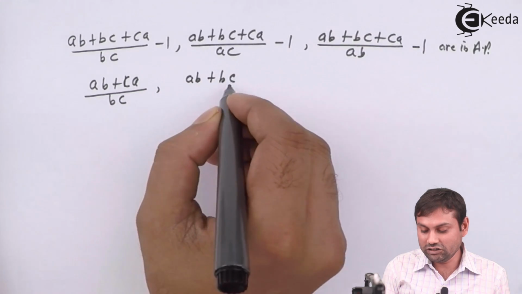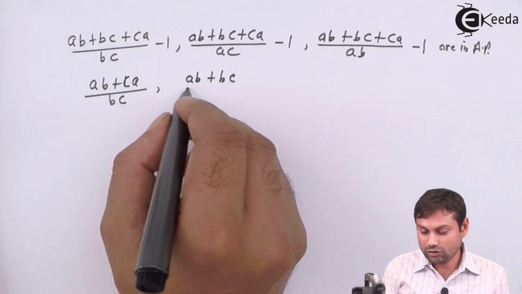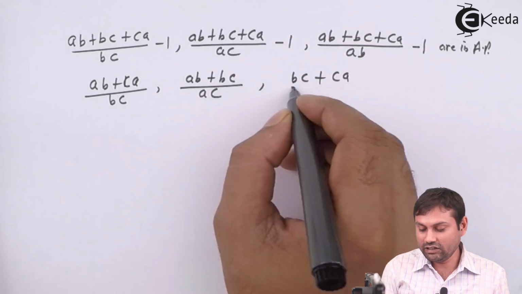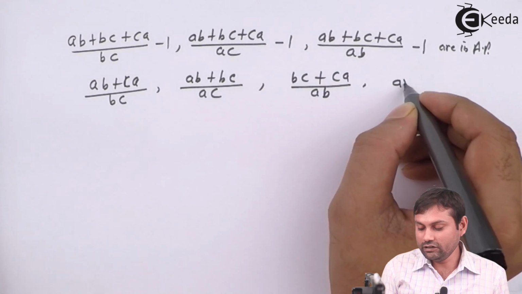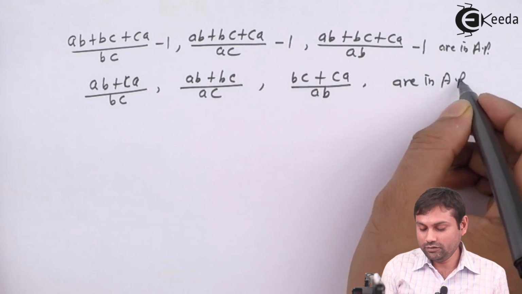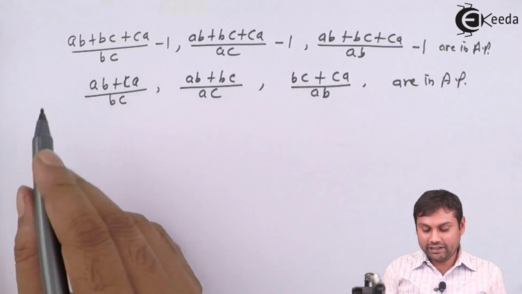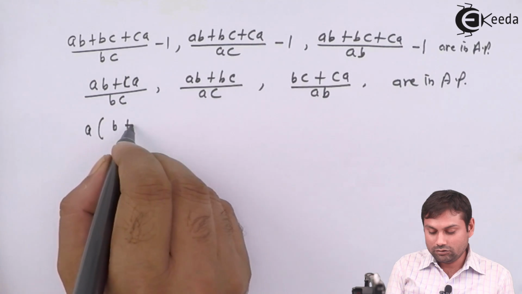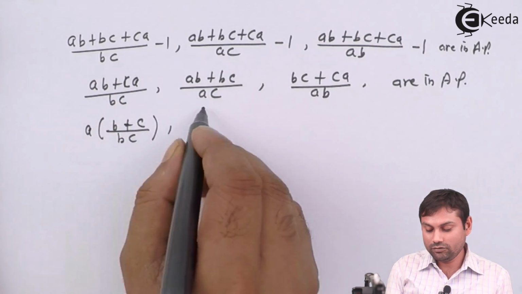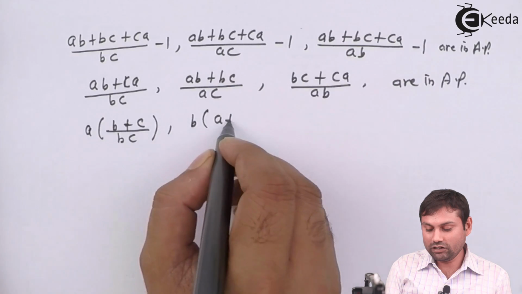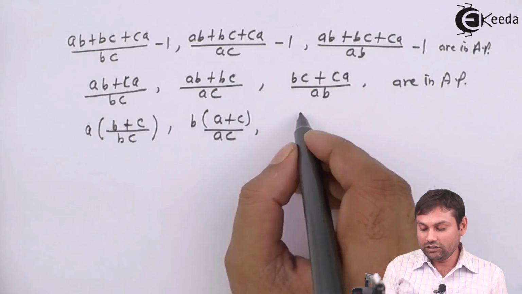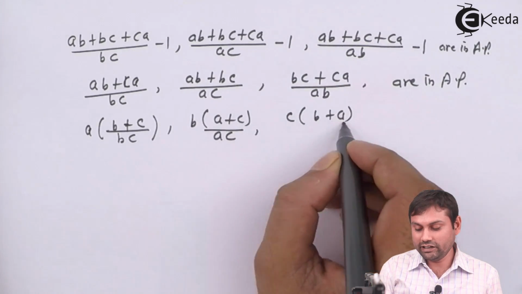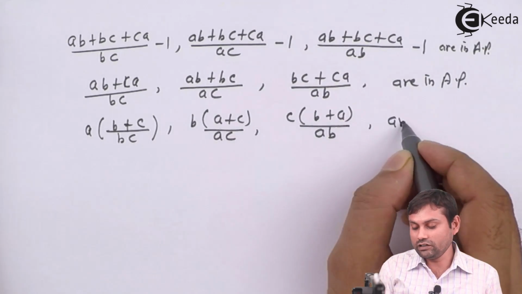AB plus BC upon AC, and here BC plus CA upon AB. These also are in AP. Now we can take common A. So here we have B plus C upon BC. Here we can take a B, so A plus C upon AC. Here we can take C. So here B plus A upon AB. This also are in AP.